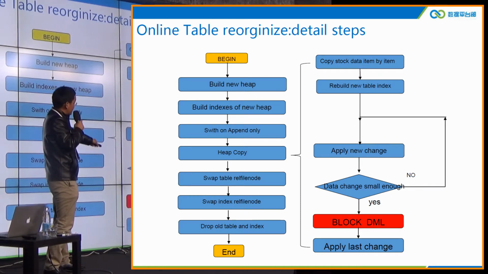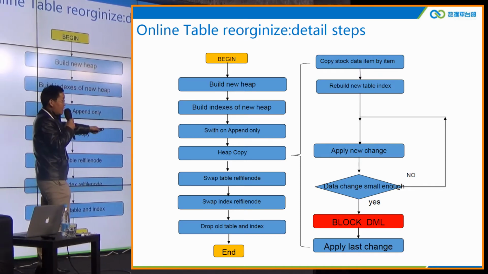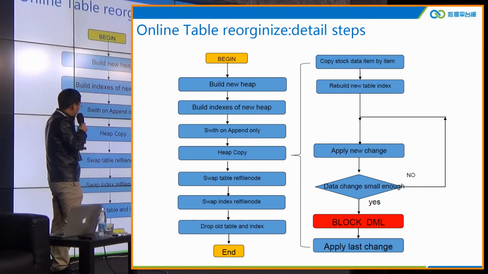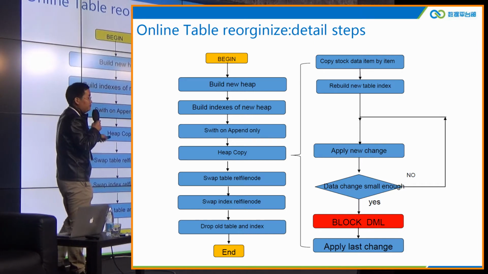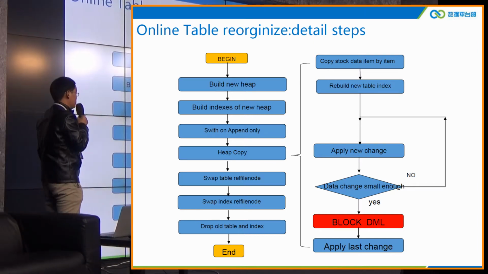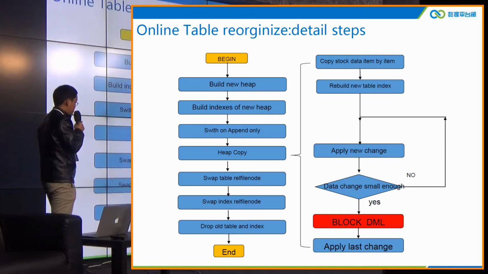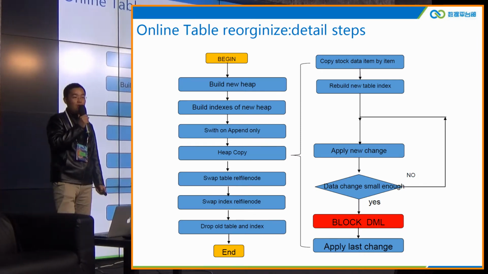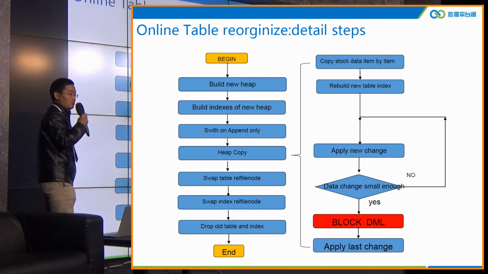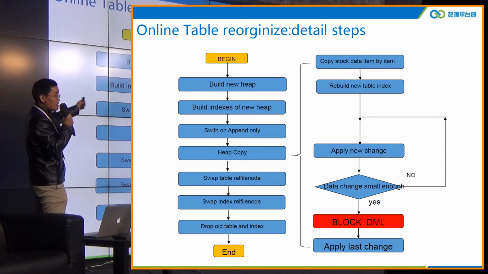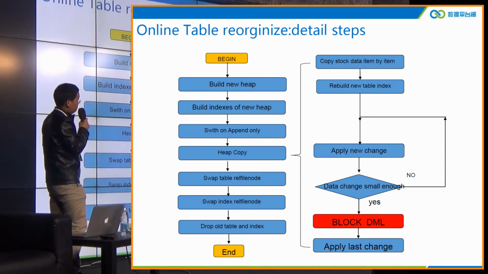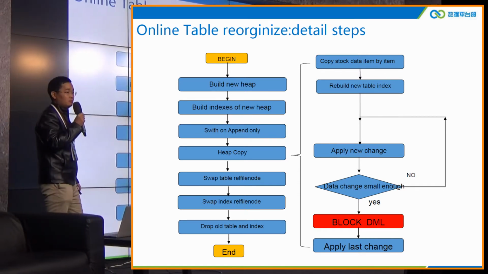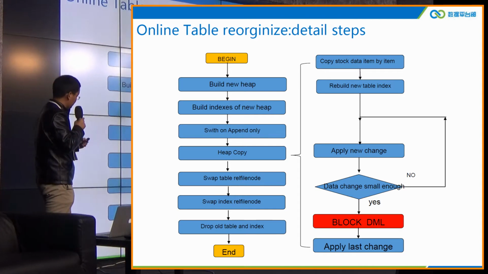After this, the hardest thing is done, and we go into here. This is much easier. Just swap table relfilenode, swap index relfilenode, and drop the original table. The whole process is over, and we have finished the reorganization.